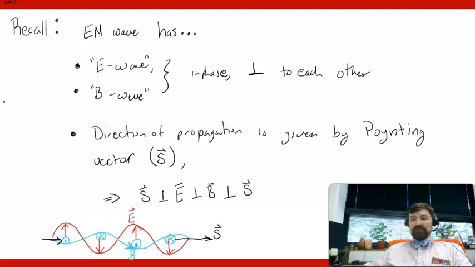What do they mean? Well, polarization direction is the axis along which the E field is oriented for your observer. So let's say that I happen to be observing at this location right here.